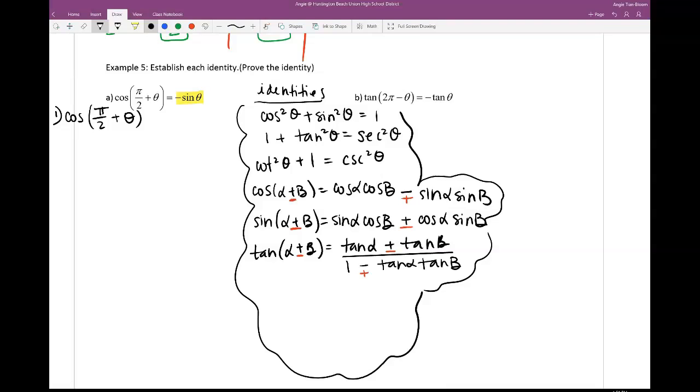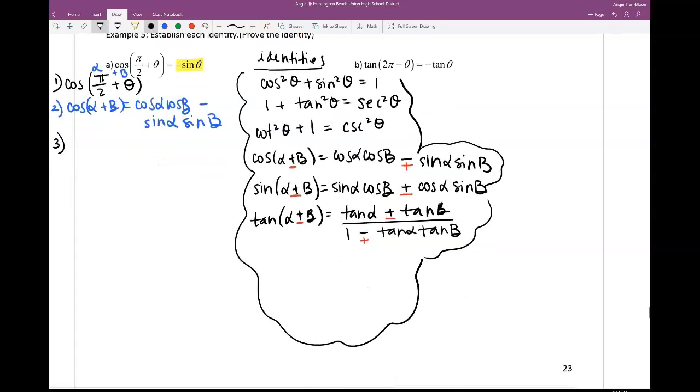Well, think of this as alpha plus beta. So I'm going to use that. So that's really cosine of alpha plus beta, which is by identity, cosine of alpha, cosine of beta, minus sine of alpha and sine of beta, because that's the identity that I'm about to use. Then step 3, instead of alpha and beta, I really have pi over 2 and theta. Okay, so now that means I'm going to substitute this. This is no longer alpha, but it's pi over 2.